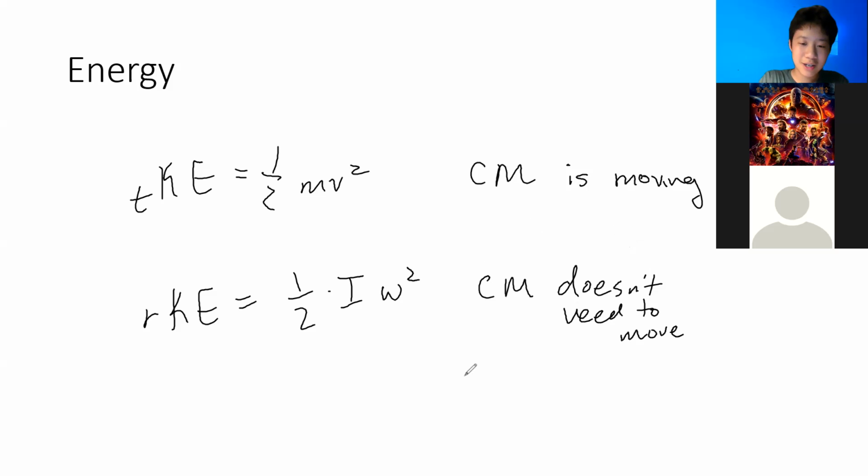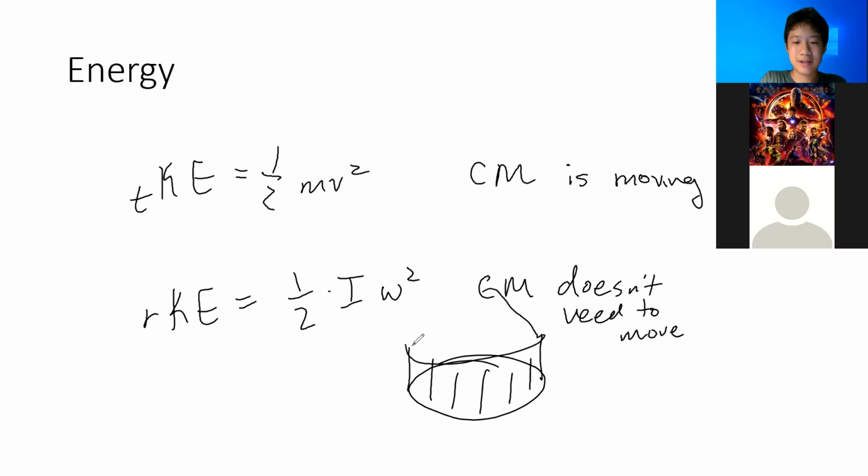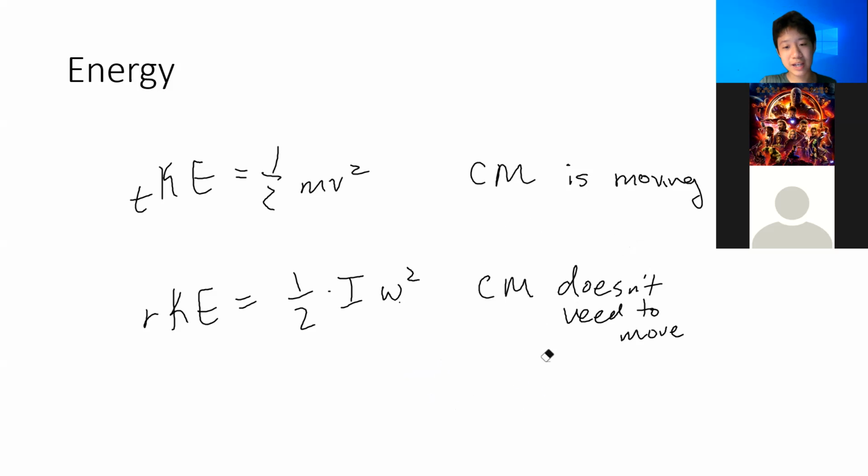So what do I mean here? Well, a common example is a carousel. Let me draw a quick little carousel here. It's spinning, right? But its center of mass isn't really going anywhere. But it does have rotational kinetic energy. So the center of mass of a rotating object doesn't need to be moving, but it can. So what do I mean by when it can?